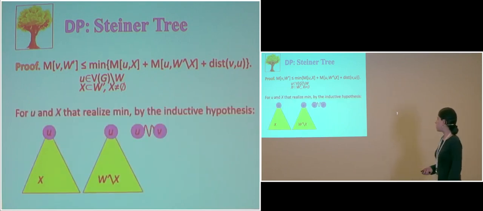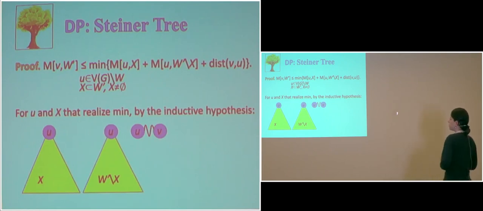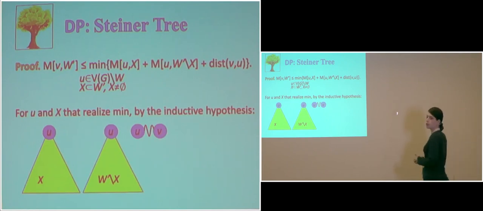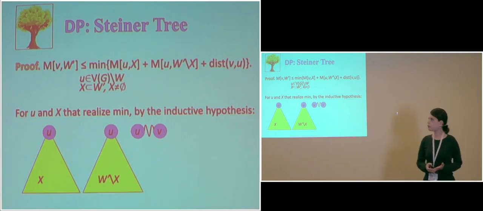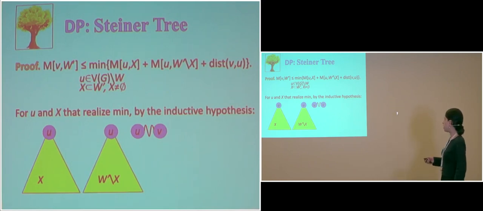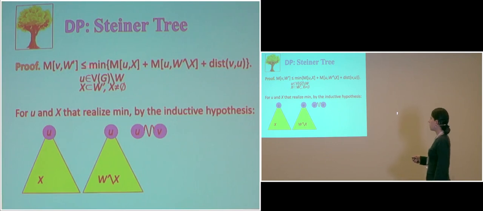So what exactly is this expression? There is some U, some vertex in the graph that is not a terminal, and there is some subset of W prime. Let's call it X, which is not empty and not equal to W prime, and they realize this minimum that we got here.